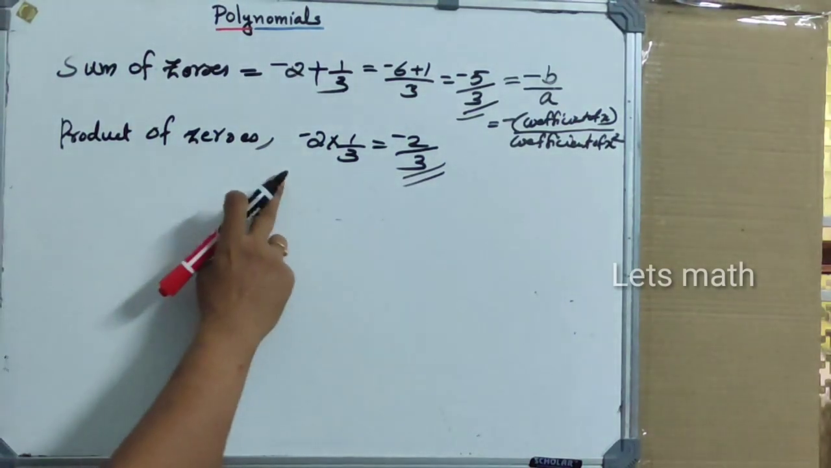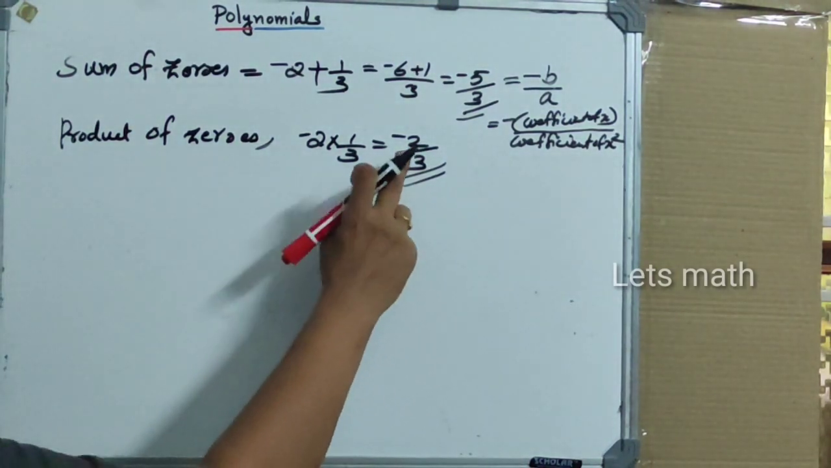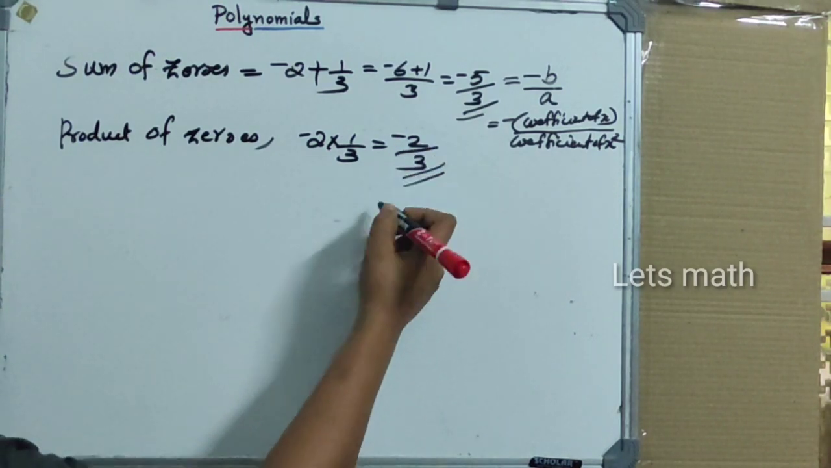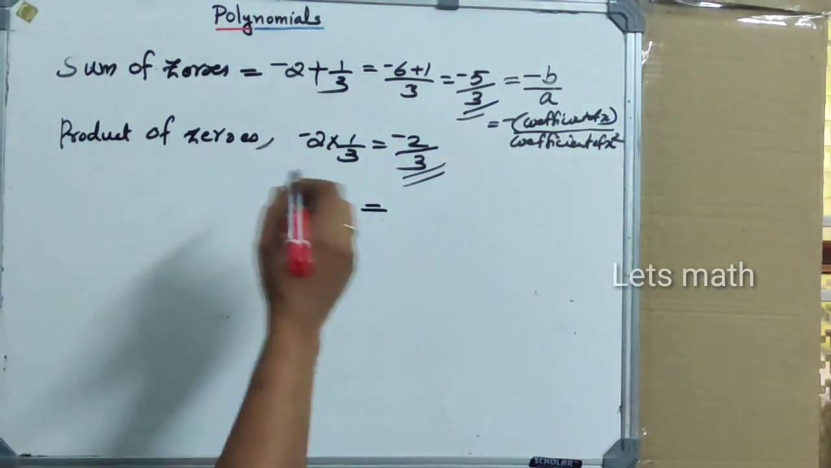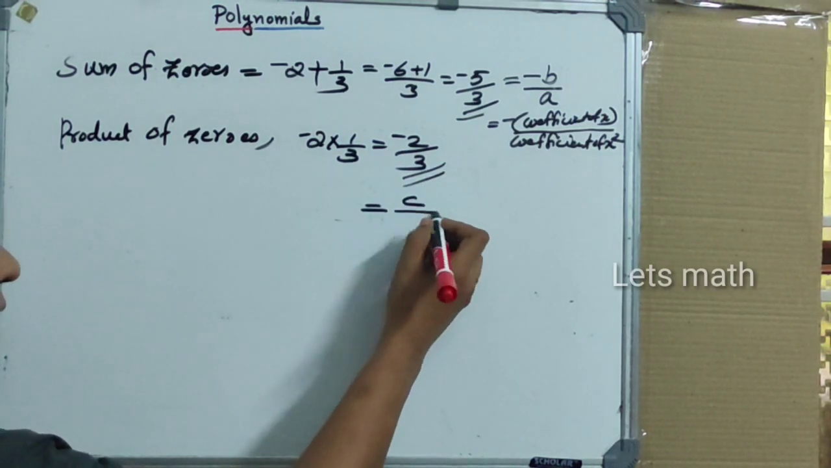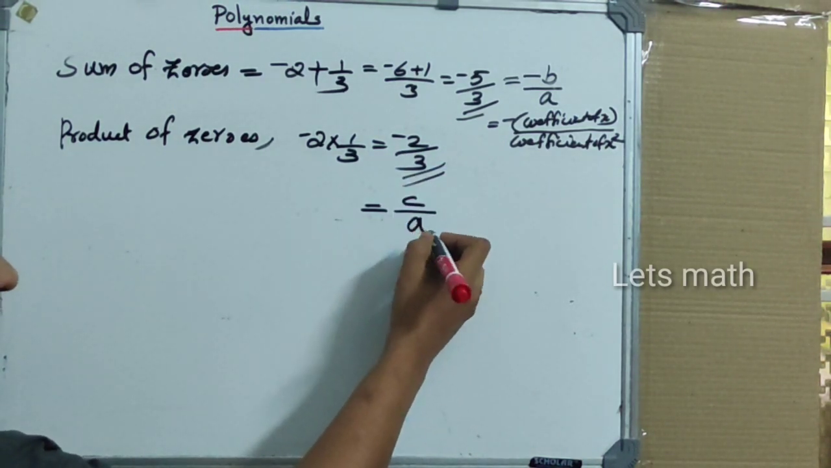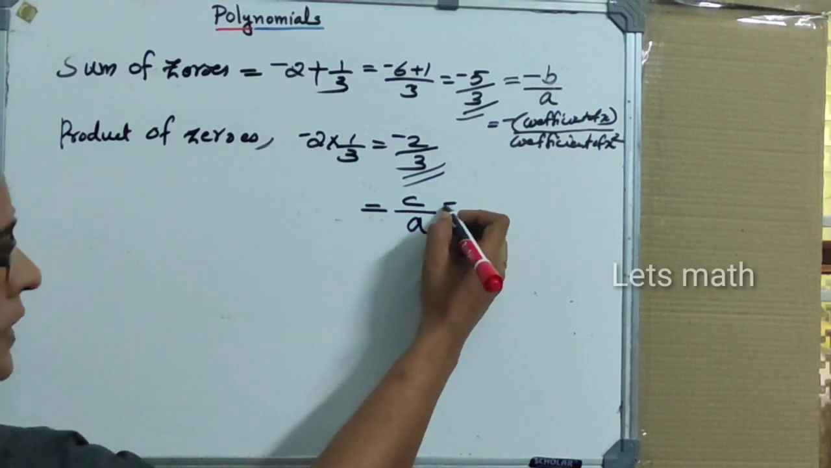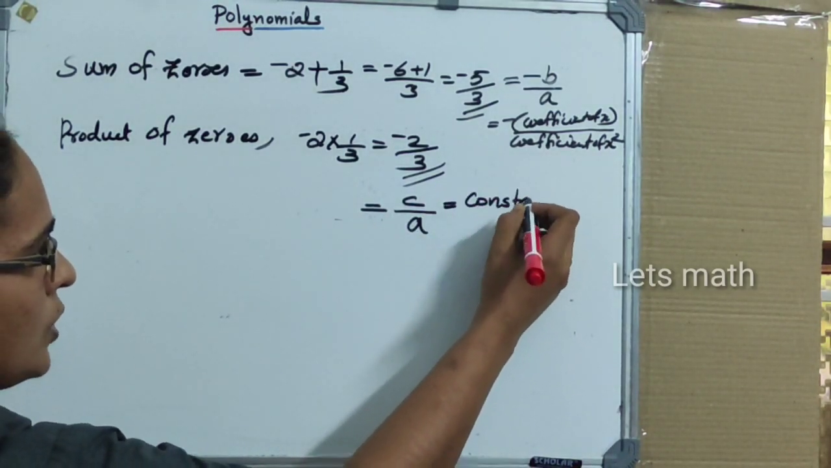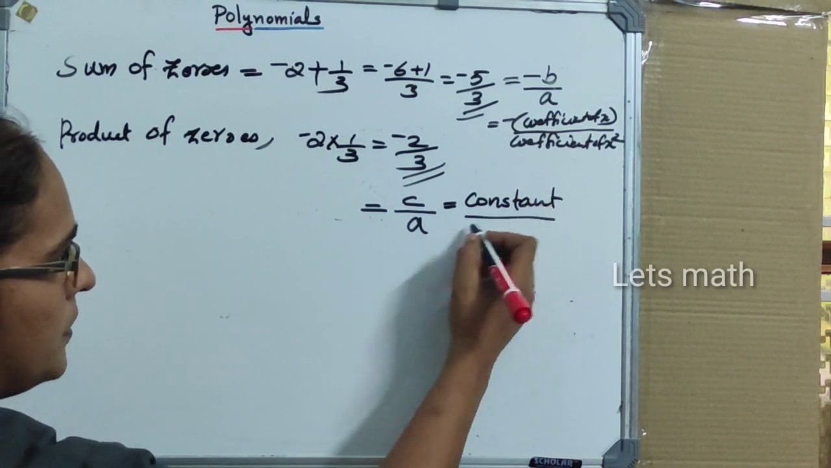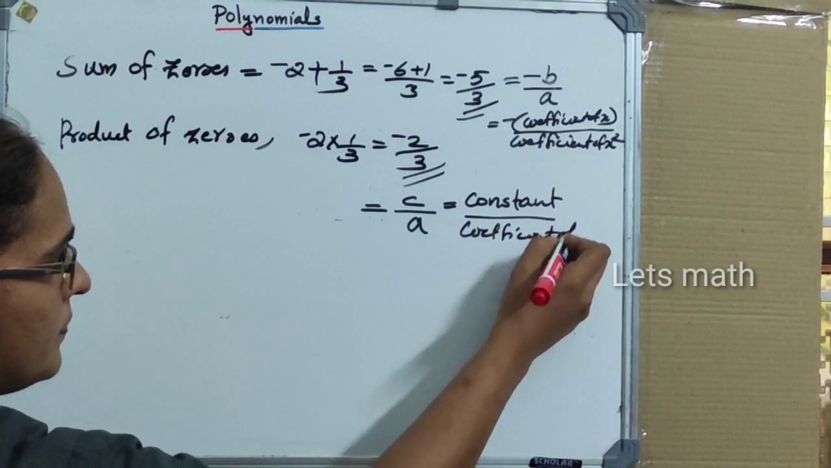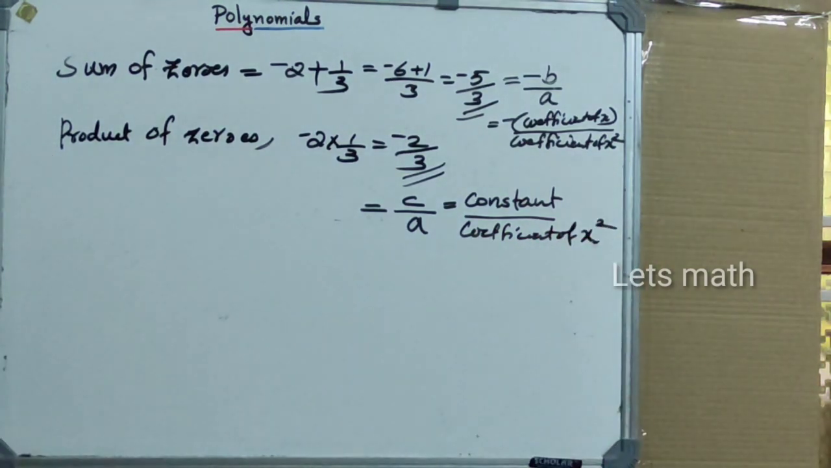Now see the product of the zeros. The product of the zeros we got as minus 2 by 3. Now let us see what minus 2 is in the polynomial expression. Minus 2 is c. So c by a. 3 is a. So c by a. That means the product of the zeros is the constant divided by the coefficient of x square.